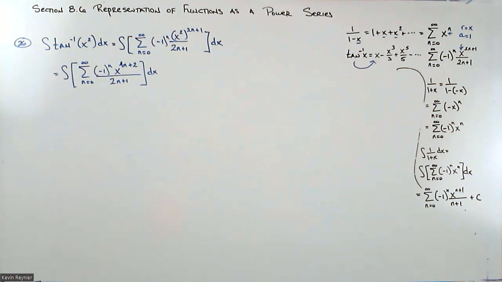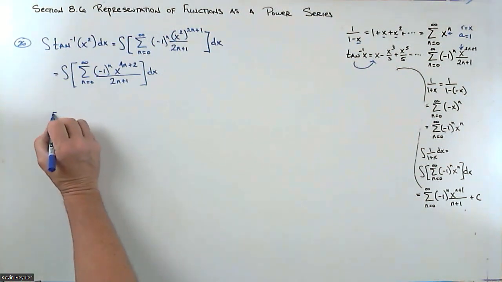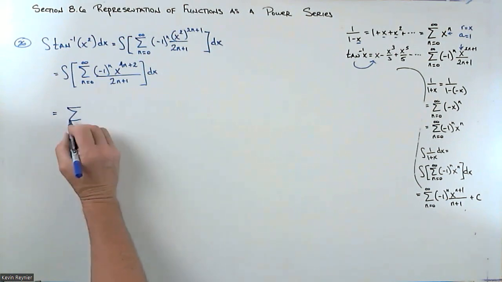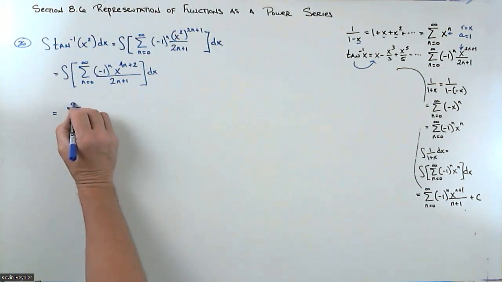Now, how do you integrate? Well, you add 1 and divide by the new exponent. The integral of x squared is x cubed over 3. So we're going to add 1. So this is going to get us the sigma n equals 0 to infinity.